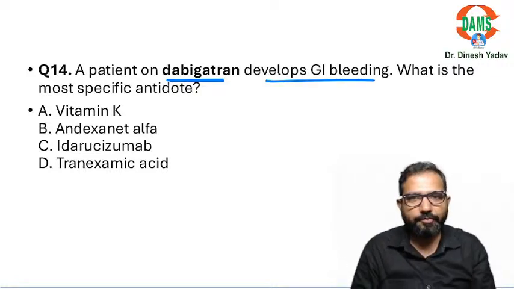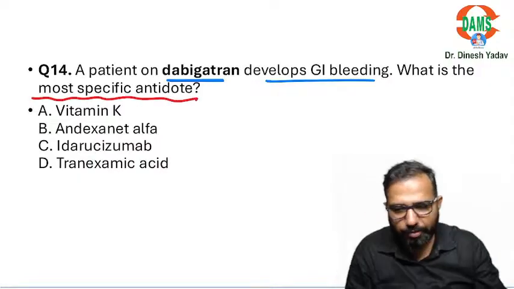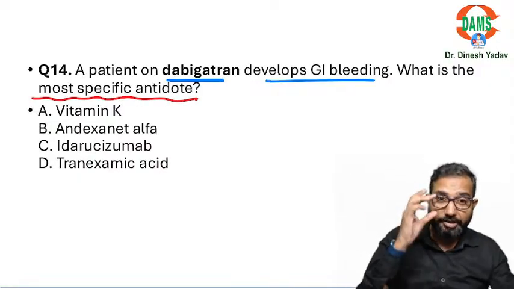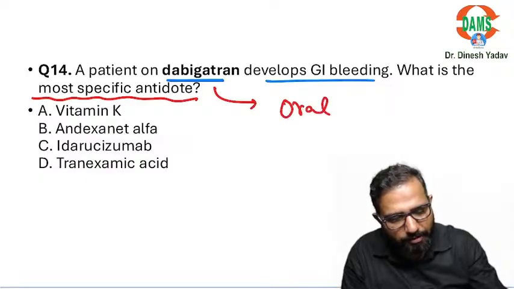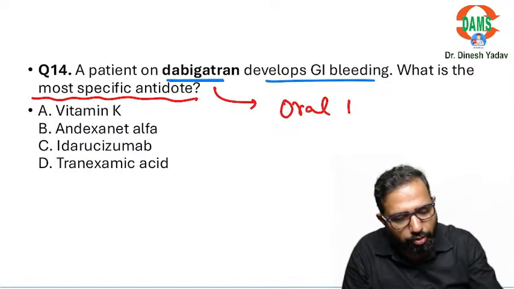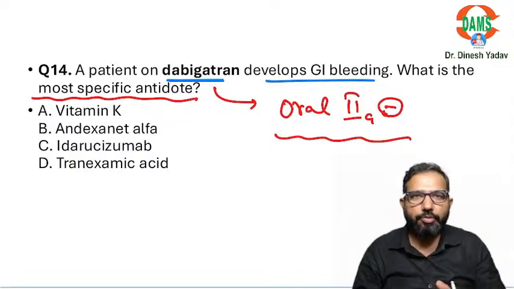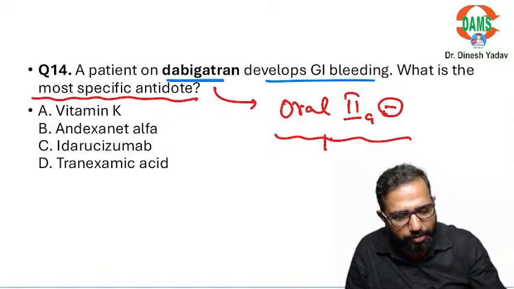develops GI bleeding. What is the most specific antidote? Nowadays questions on antidotes are very commonly asked. Dabigatran is oral, and you can see 'tran', it is the thrombin. So it is an oral thrombin inhibitor. What is the antidote?